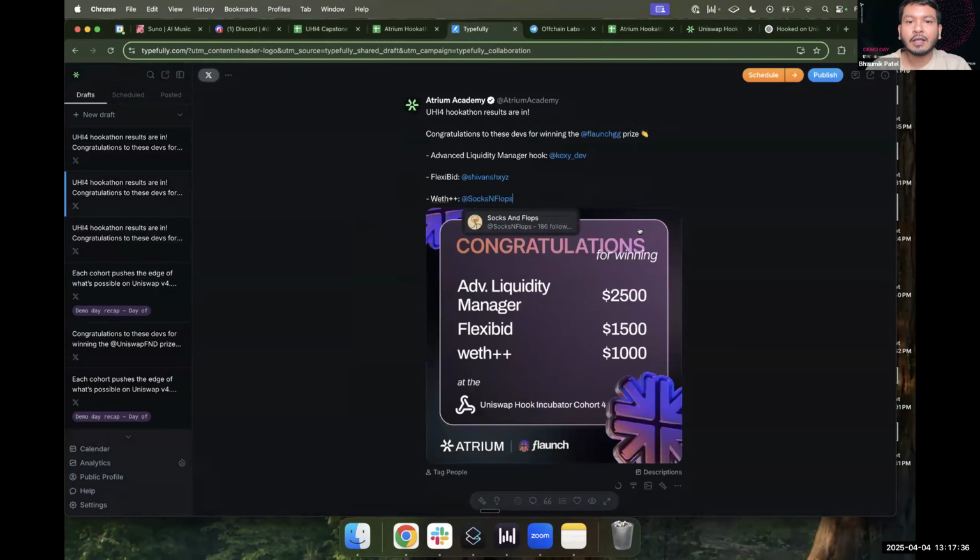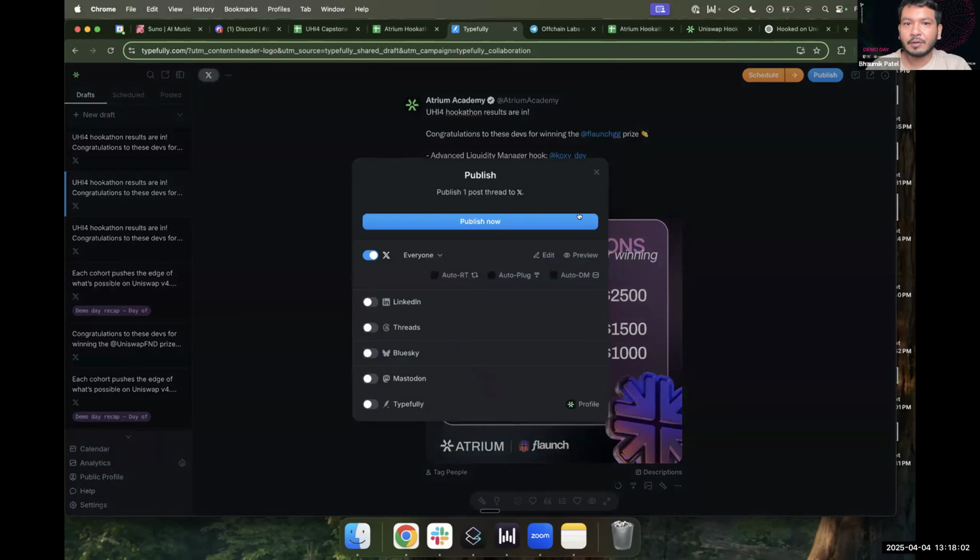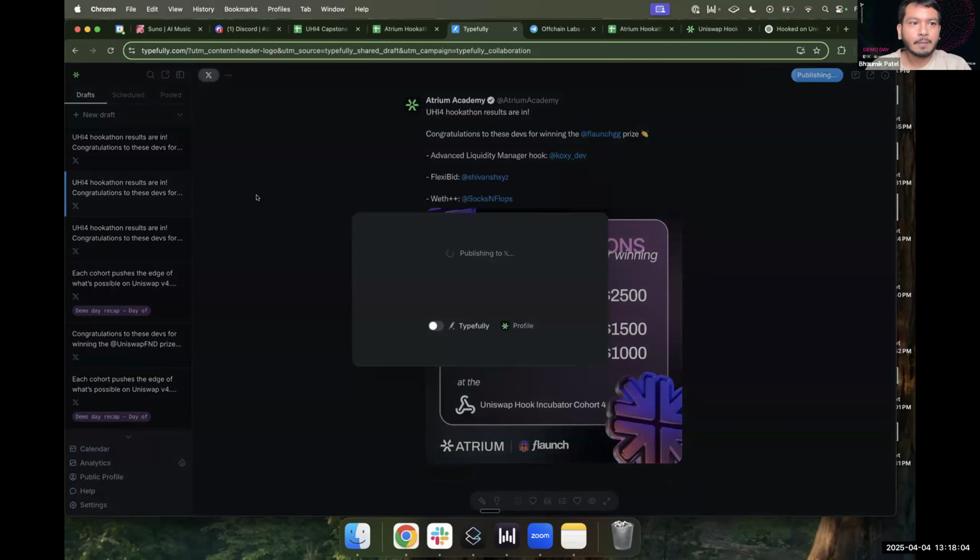Congratulations to these three teams for winning the Flaunch Prize. Coxie, loved your presentation. Socks, you're also here. And then FlexiBid. These three teams, Flaunch was really excited about their hooks. Please check them all out on the hooks directory. There are links to them, and we'll tweet out more descriptions about all these projects as well. But congratulations to these three teams for winning the Flaunch Prize. Tweeting that right now.